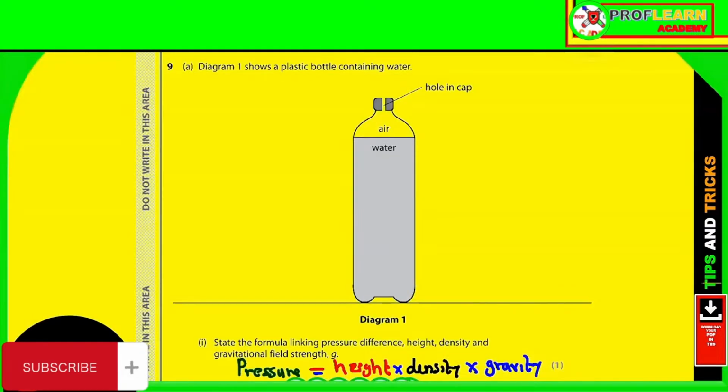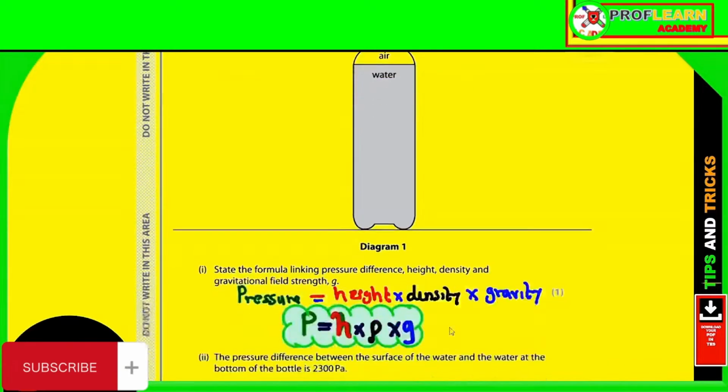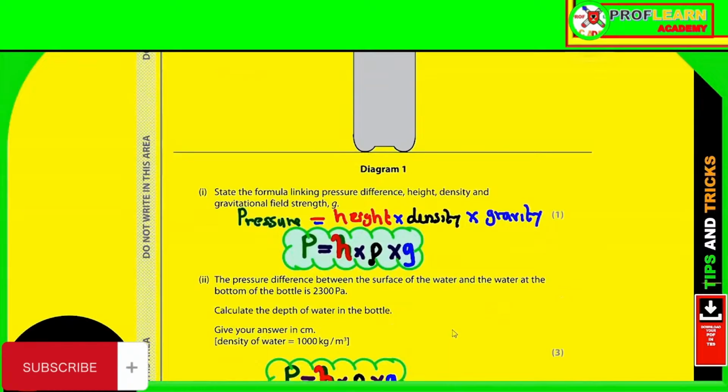Let us look at pressure in liquids. In this question we are told that the diagram shows a plastic bottle containing water. Water being a liquid, it's going to exert pressure. One of the questions you can be asked is to state the formula linking pressure difference, height, density, and gravitational field strength. As we already said in the previous section, pressure difference equals height times density times gravity. Once you know this formula, you can apply it and work out different questions.